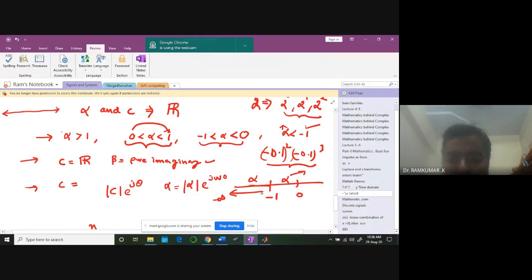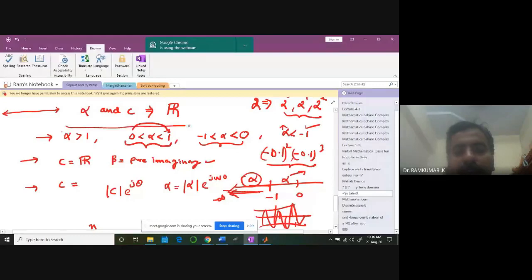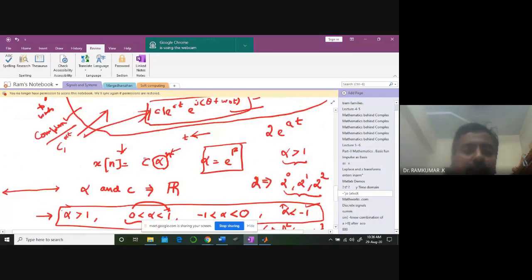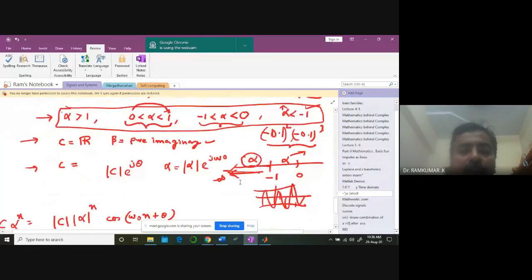But just after -1 until -infinity, okay, this alpha is less than -1. This is the region I'm talking about. So in this region, can you expect what kind of response you're going to get? It's going to be an exponentially increasing, but alternating. Okay, positive, negative, positive. It's going to be exponentially increasing. These are all the 4 key cases of the discrete complex exponential signal.